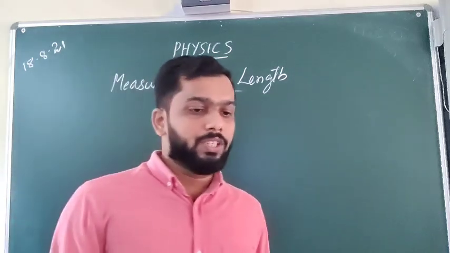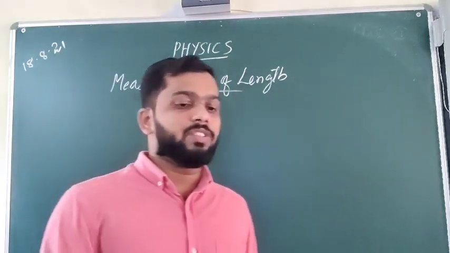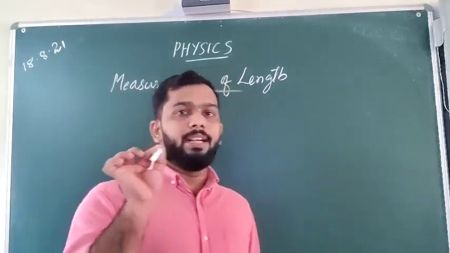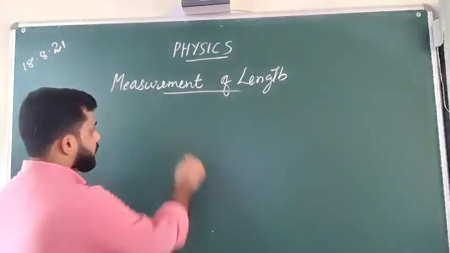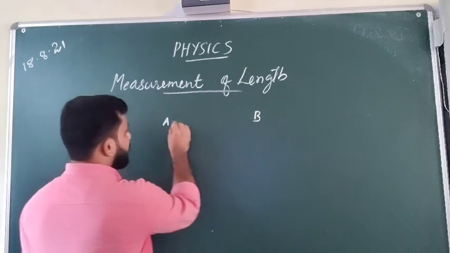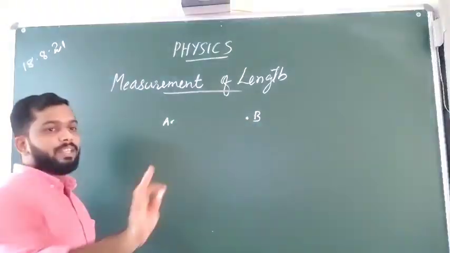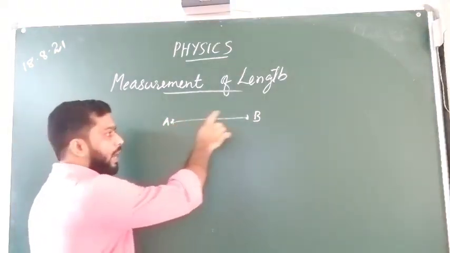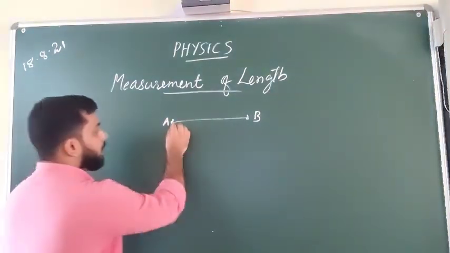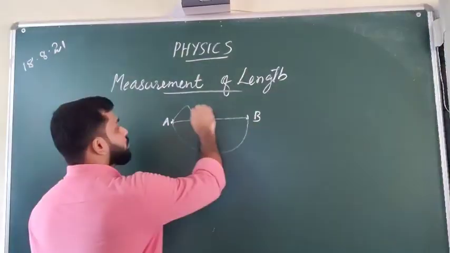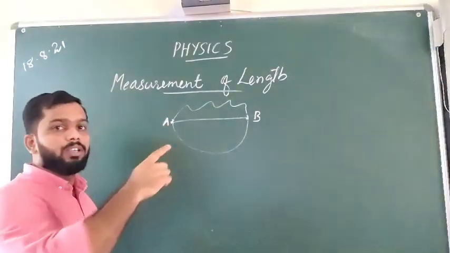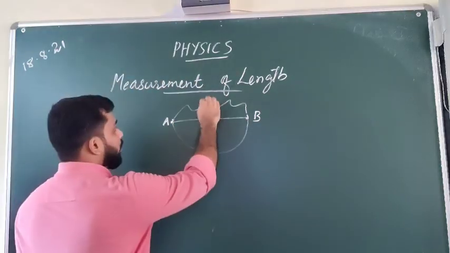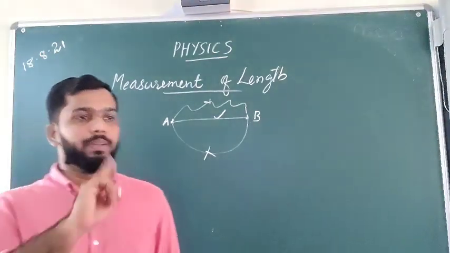So what is the definition of length? Length is defined as the straight line distance between 2 points. If I consider points A and B, 2 points, the length is defined as the straight line distance. What is the straight line distance between point A and B? If you are considering like this, also we can consider the distance, or like this also we can consider the distance. They are not straight lines. Distance is the straight line difference between 2 points. These two are wrong. This is correct. It is the straight line difference between 2 points.